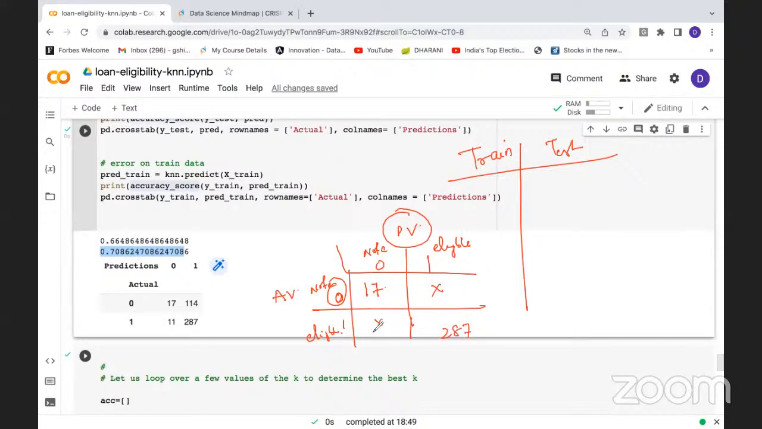Now the errors came here. Eligible people, they are eligible, but you are telling them they are not eligible.